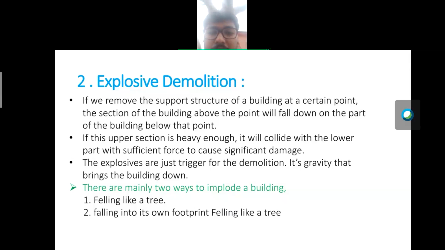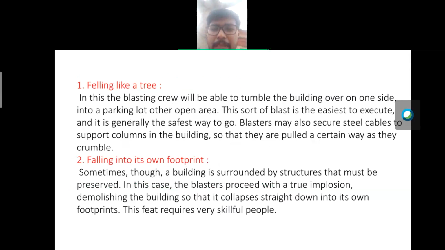There are mainly two ways to implode a building. First, falling like a tree, and second, falling into its own footprint. Next slide.